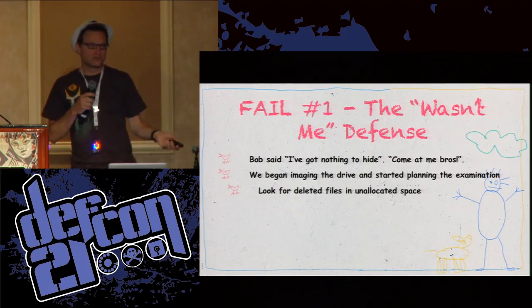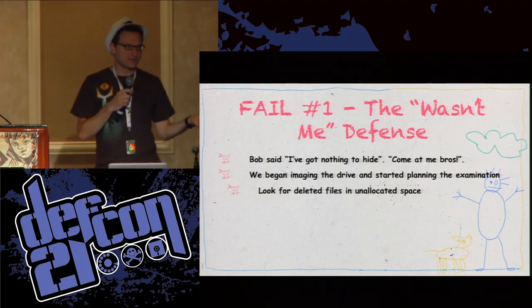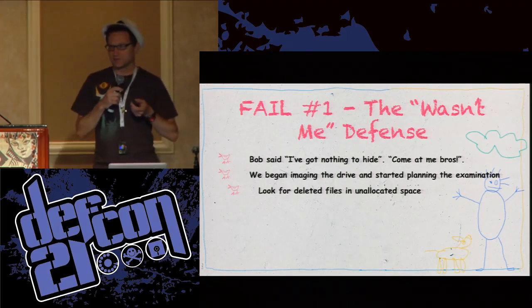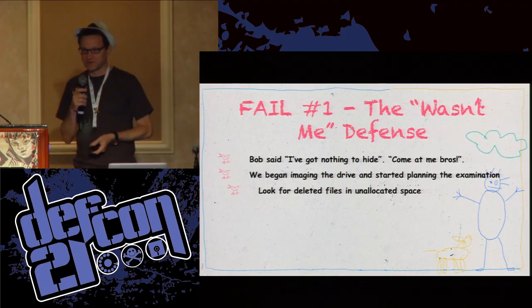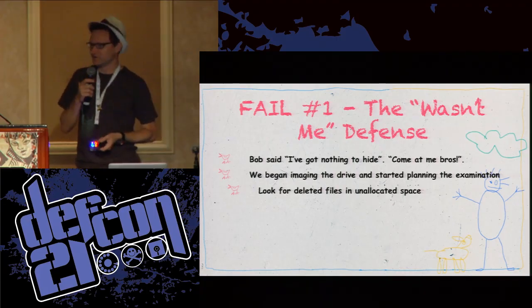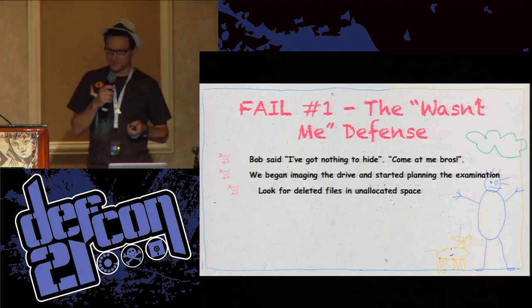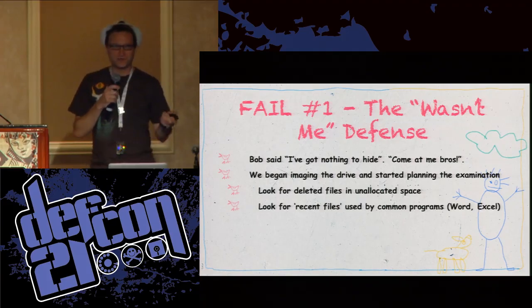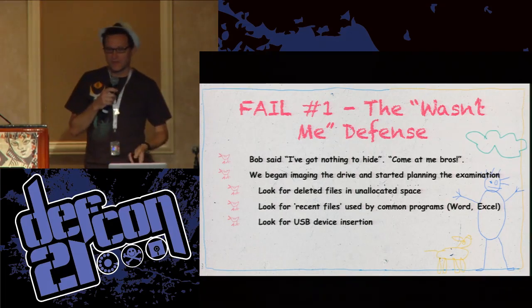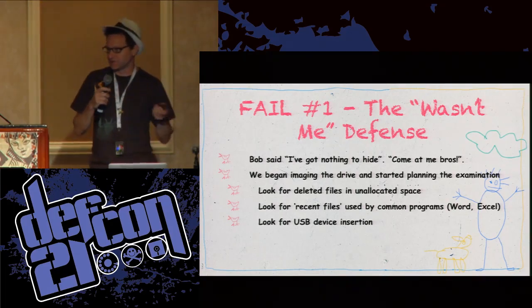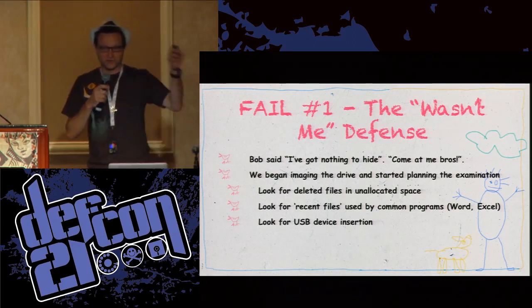One thing we frequently do is we look for deleted files in unallocated space. And unallocated space is the part of the drive that can typically contain deleted files. So when you hit Shift-Delete and it doesn't go away, it ends up in unallocated space. So we look for stuff there. Something we also do is we look for recently used files by common programs like Word, Excel, Acrobat, and so forth. And we might look for USB device insertion. We're basically looking to see how trade secrets got from Acme over to the new company.